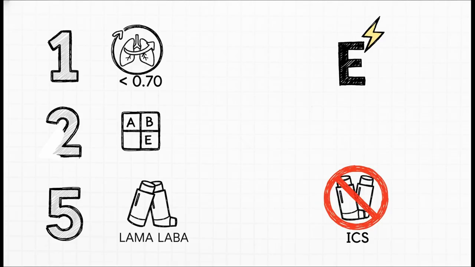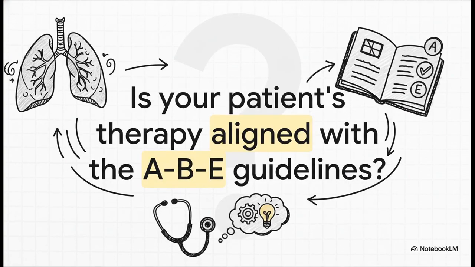3. Remember, Group E is the new bucket for anyone at high risk of exacerbations. 4. The foundation of therapy for almost everyone who is symptomatic is dual bronchodilation with a LAMA and LABA. And 5. The big pitfall. Never, ever use an inhaled steroid by itself in COPD. And that's our deep dive into managing stable COPD.